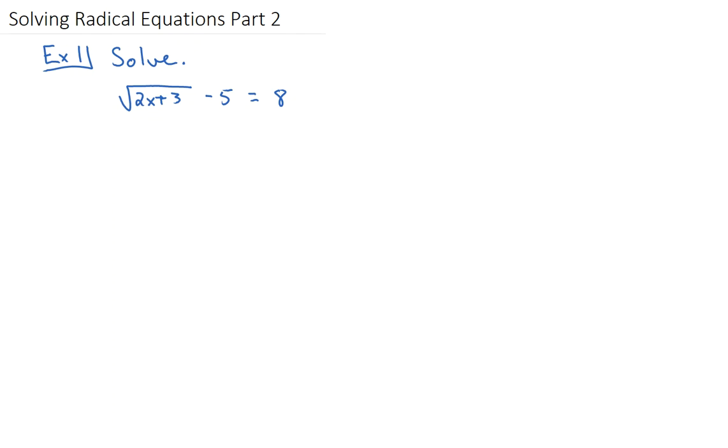So we want to solve this guy. And our general strategy is to undo what's happening to x. So that means that first we're going to add 5 to both sides of the equation. Next we're ready to cancel out the square root, and we're going to do that by squaring both sides of the equation. So when we do that on the left, the square root and the square cancel each other out, leaving us with 2x plus 3. On the right, we just have a number, 13.